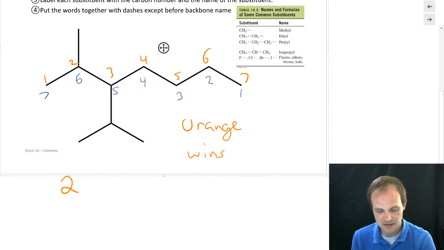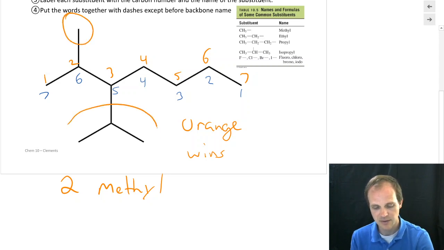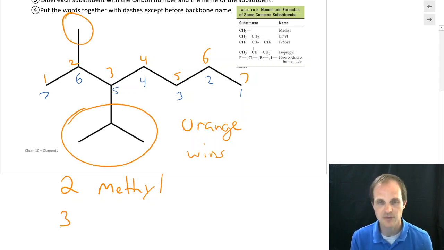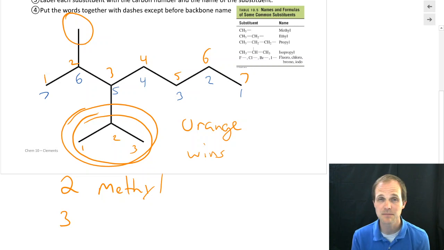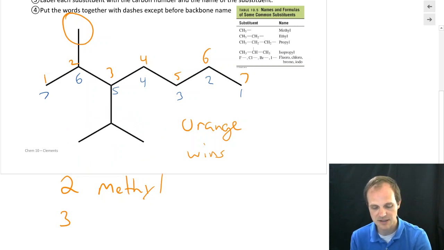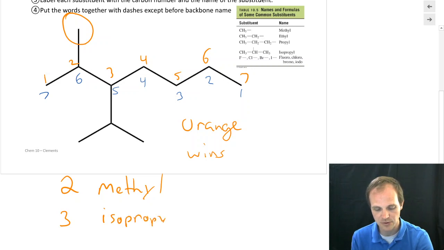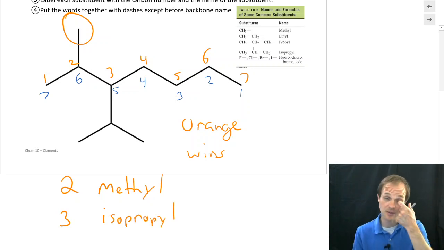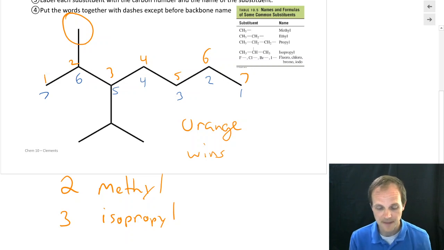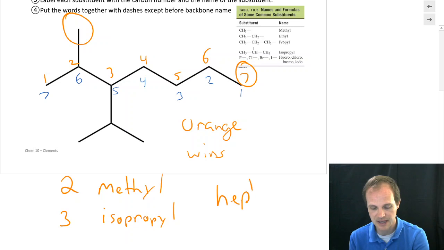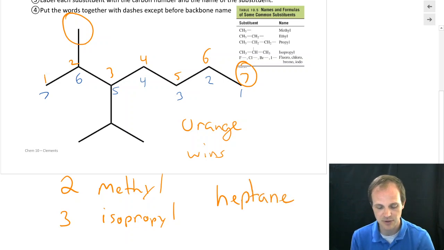I'm going to list all my substituents. 2 has a methyl group right there. And what do we call this one that's attached to number 3? Number 3 has 1, 2, 3 carbons on it, but it's attached via the middle carbon. 3 carbons attached by the middle carbon. What did we call that? We called that an isopropyl group. And so we have a 2-methyl and we have a 3-isopropyl. Now, our 7 here for our backbone, what is that? That's some sort of heptane.